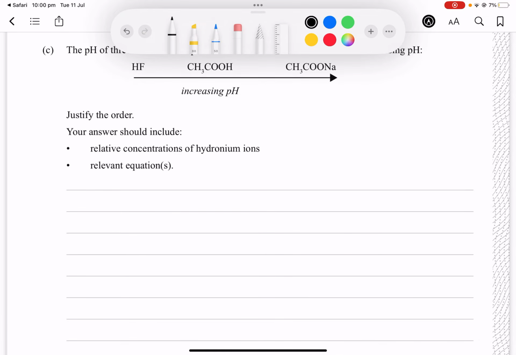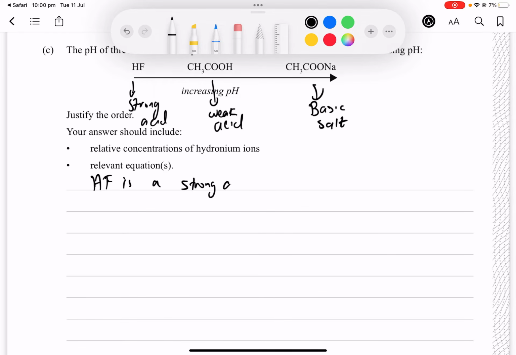It's pretty straightforward, this question, since we know HF is a strong acid, CH3COOH is a weak acid, and CH3COONa is a basic salt. So a strong acid has a low pH, a weak acid has a higher pH, and a basic salt has an even higher pH. So let's start off with HF. HF is a strong acid, meaning it fully dissociates in water to form its ions.